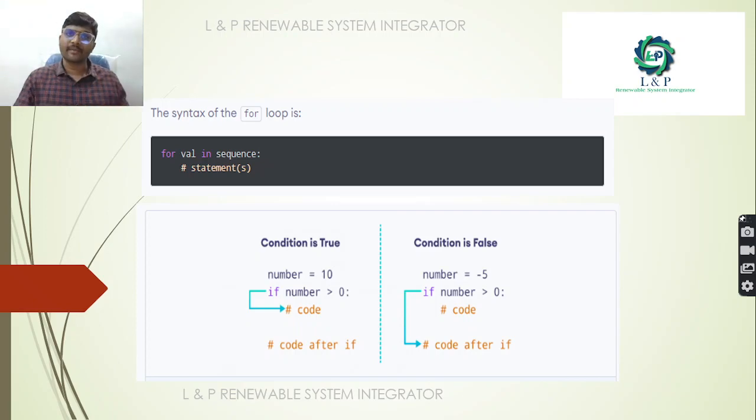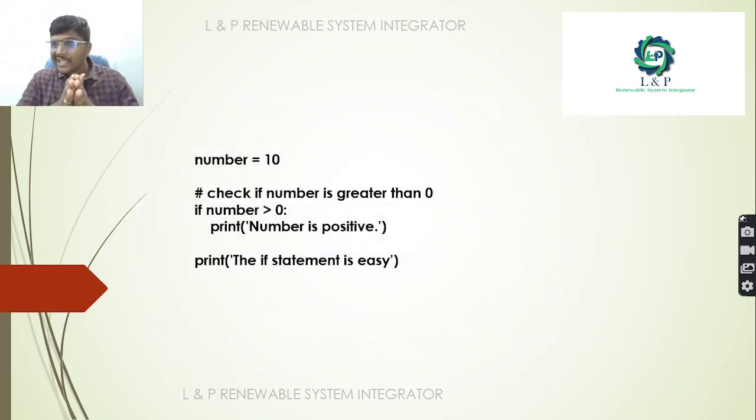First, in flow control, let us learn about the if statement. The syntax is: if the condition is true, it will execute the code immediately after the if. If the condition is false, it will execute the code which is after the if block. So we have two codes: one immediately after the if, and the code which is after the if block. Let us learn it with an example.